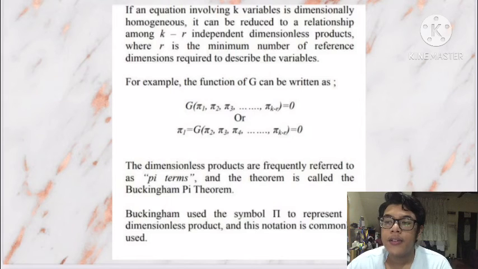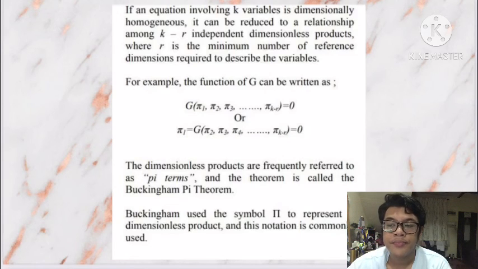If an equation involving k variables is dimensionally homogeneous, it can be reduced to a relationship among k minus r independent dimensionless products, where r is the minimum number of reference dimensions required to describe the variables. For example, the function g can be written as g of pi 1 until pi k minus r. Also, pi 1 equals g of pi 2 until pi k minus r. The dimensionless products are frequently referred to as pi terms, and the theorem is called the Buckingham pi theorem. Buckingham used the symbol pi to represent a dimensionless product, and this notation is commonly used.